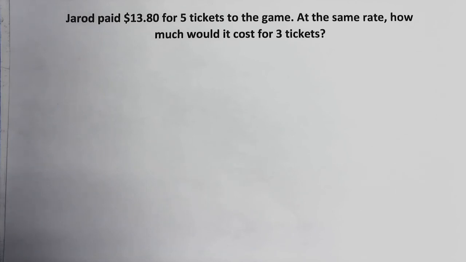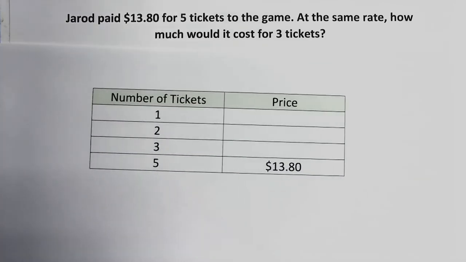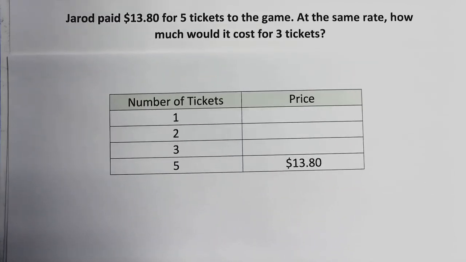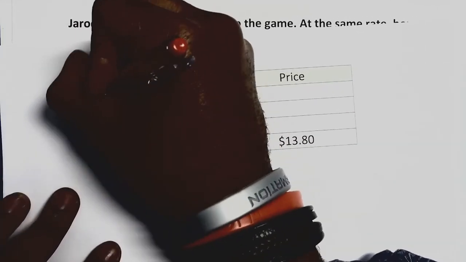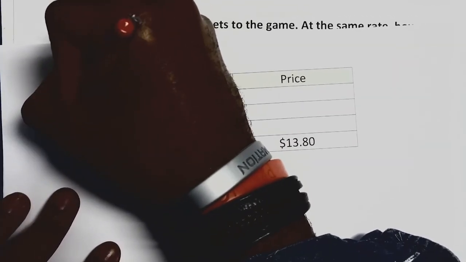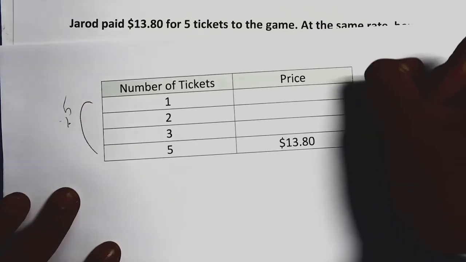So what are the terms I need to make sure my table has? Correct. The number of tickets to price. How can we determine how much one ticket costs? Correct. We divide both terms by 5. So let's divide by 5.